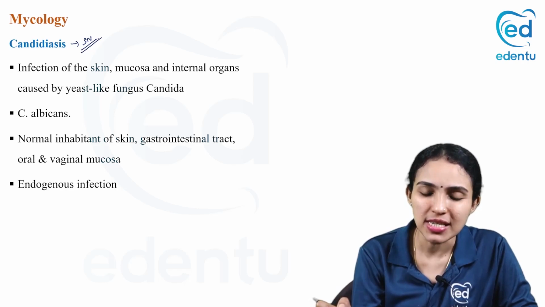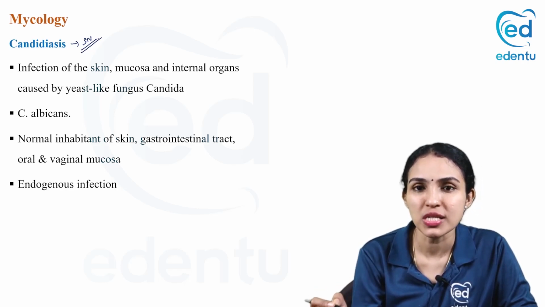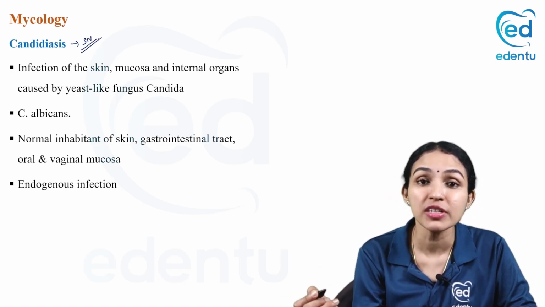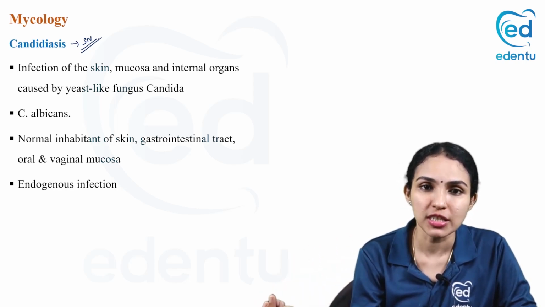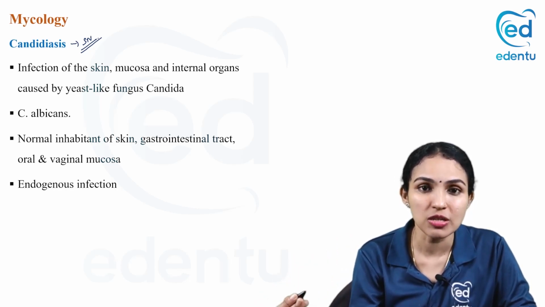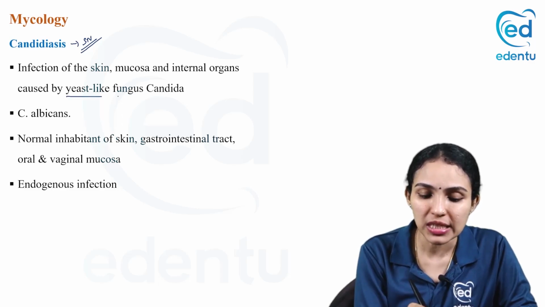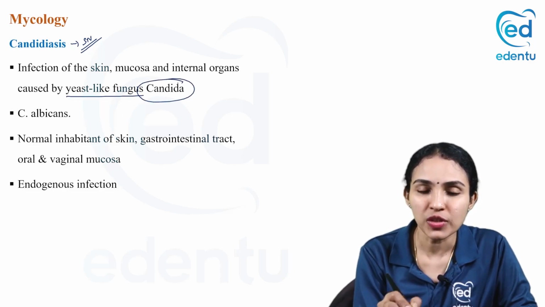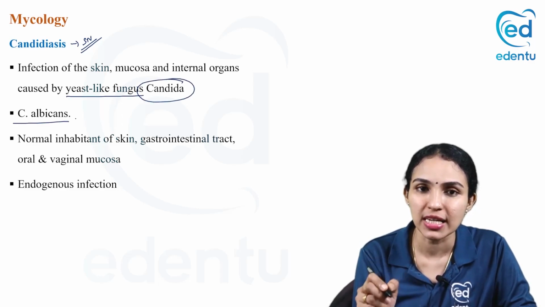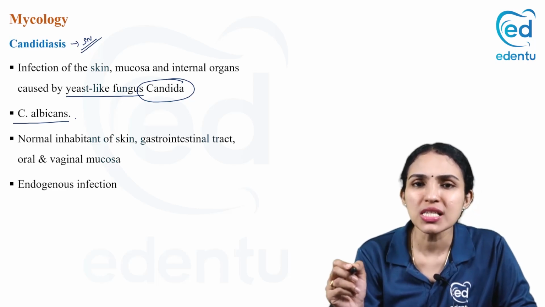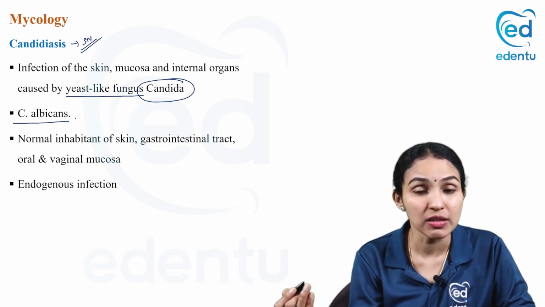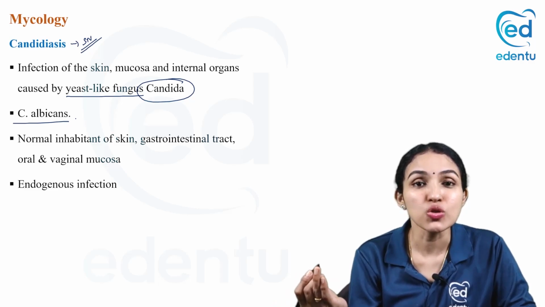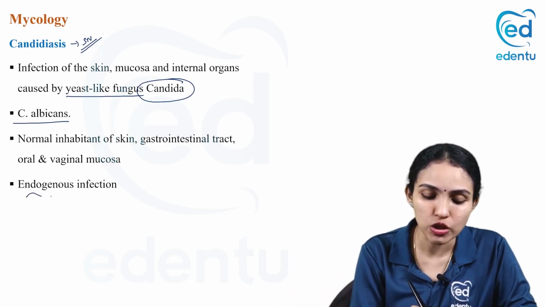Candidiasis is an infection of the skin, mucosa and internal organs. Anywhere it can cause infection, starting from skin and mucosa to different internal organs, and it can lead to a bloodstream infection also. It is caused by the yeast-like fungus Candida, and the most common species is Candida albicans. This is actually a normal inhabitant of the skin, GIT, oral and vaginal mucosa, and so the infection it causes is an endogenous infection.